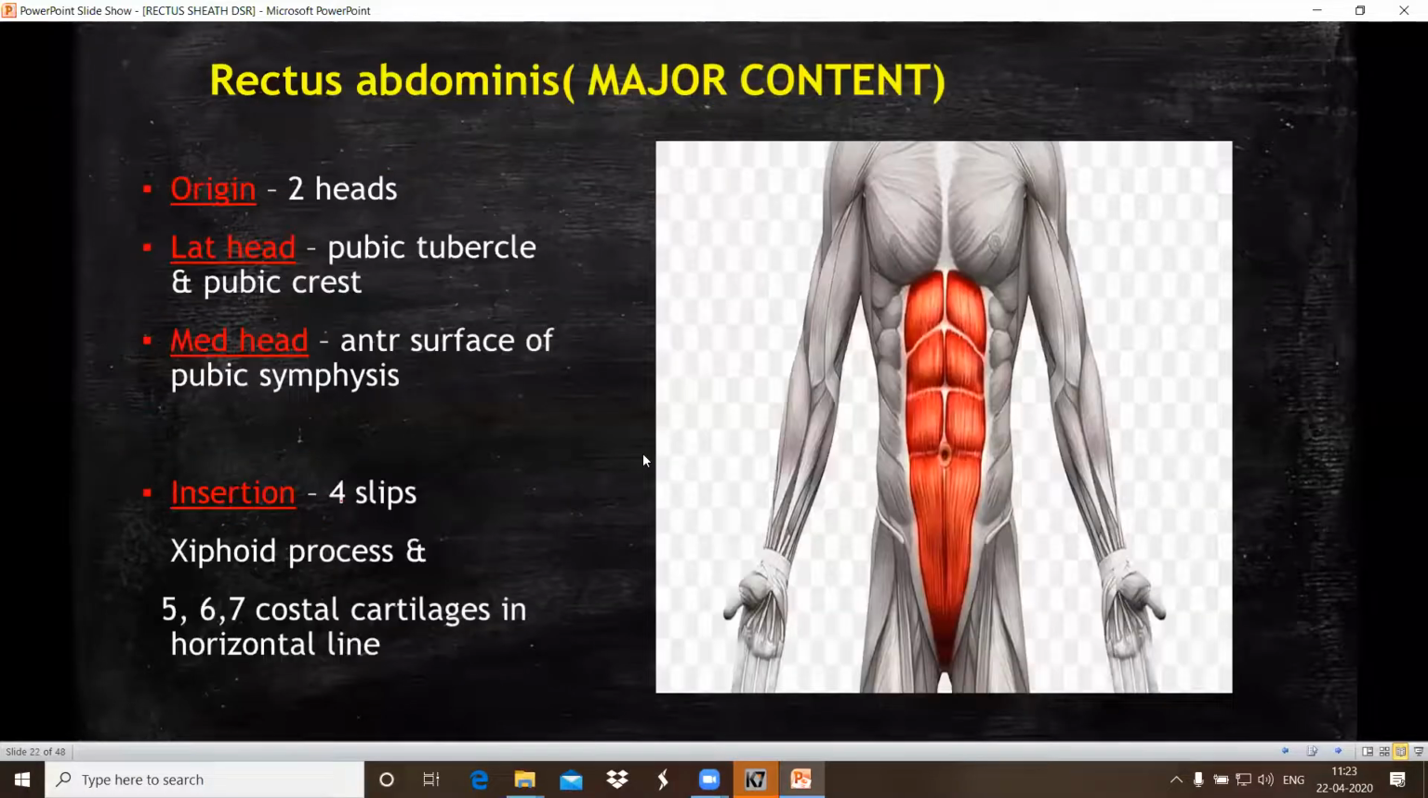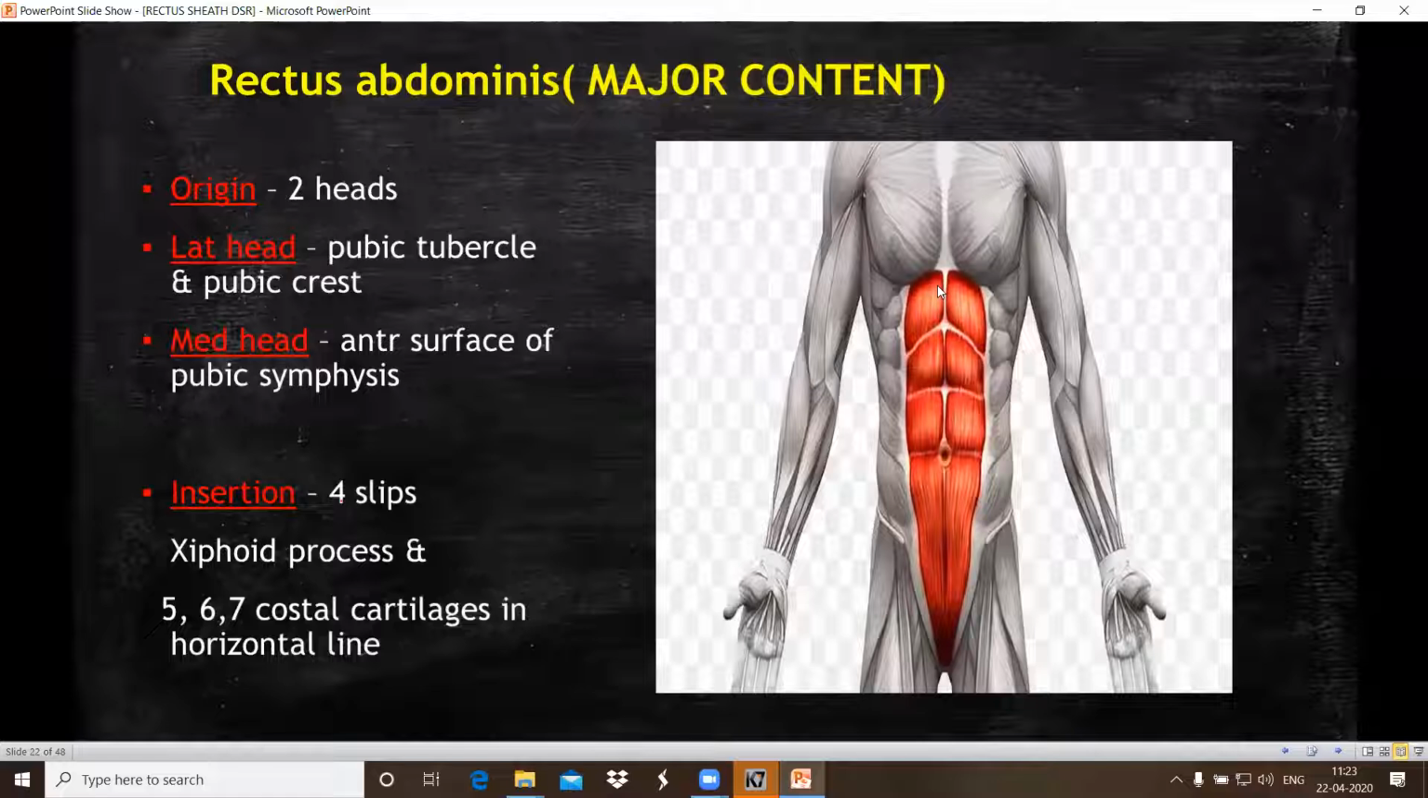So first coming to the rectus abdominis. This is the major content of the rectus sheath. It has 2 heads, medial head and lateral head. The medial head arises from the pubic symphysis and the lateral head arises from the pubic tubercle. After origin, these fibers run upwards and are inserted to the xiphoid process and 5th, 6th, 7th costal cartilages.